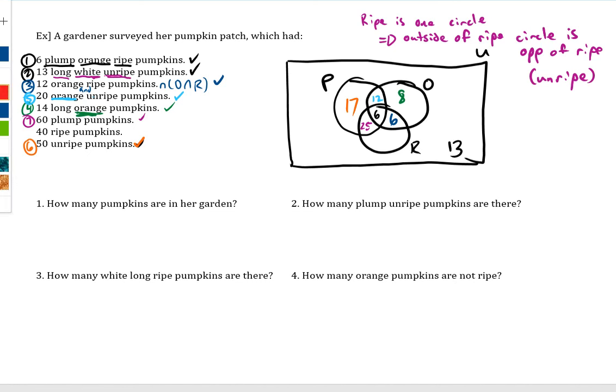Let me use one other color here. Let's do it in this pink. This is the last thing we could do: the 40 ripe pumpkins. I've got 3 known values in the ripe, so they should add up to 40. I currently have 37: 25 plus 6 plus 6 is 37, so there's 3 left over. And then that's now filled in.